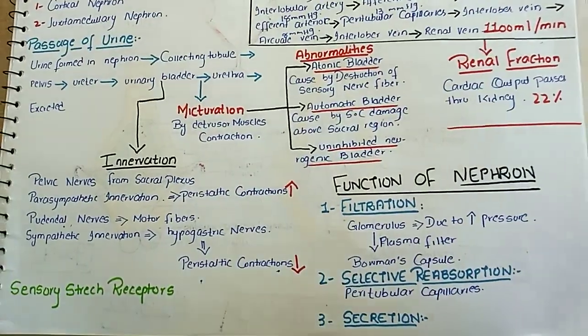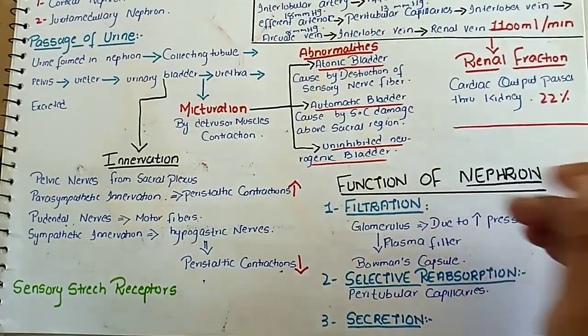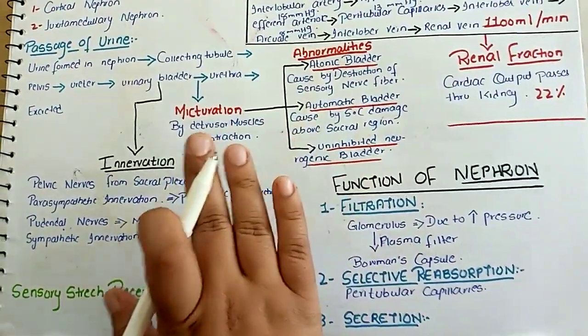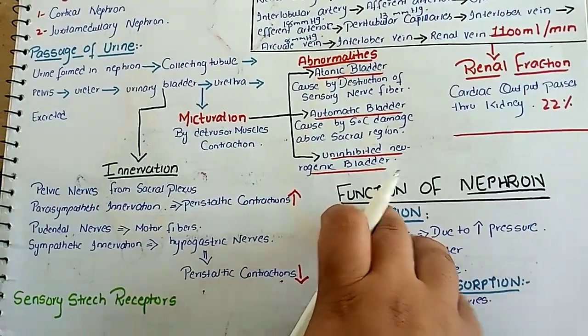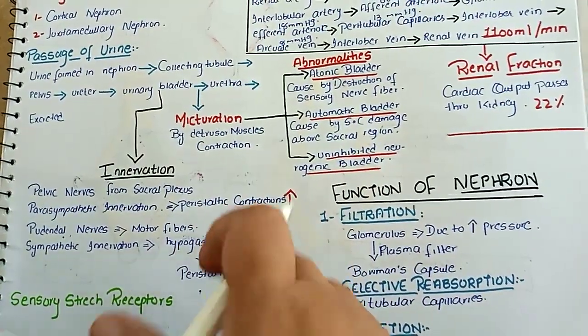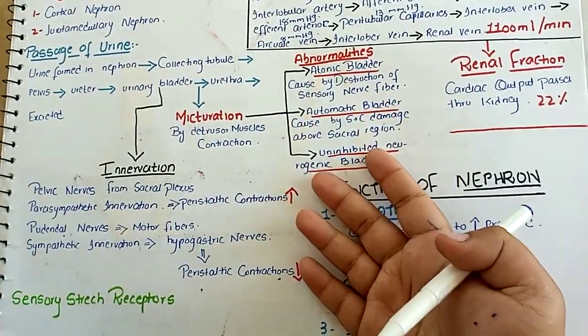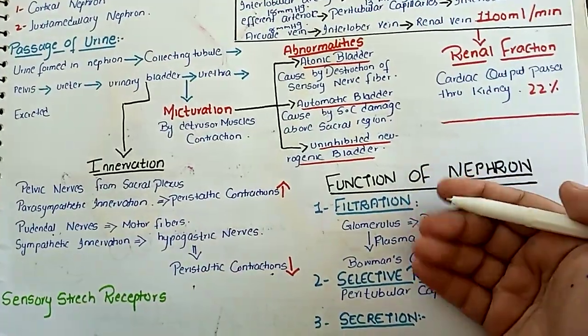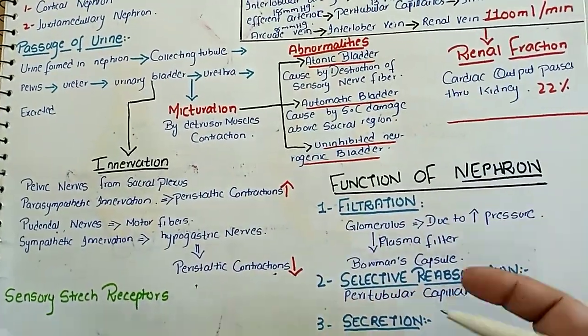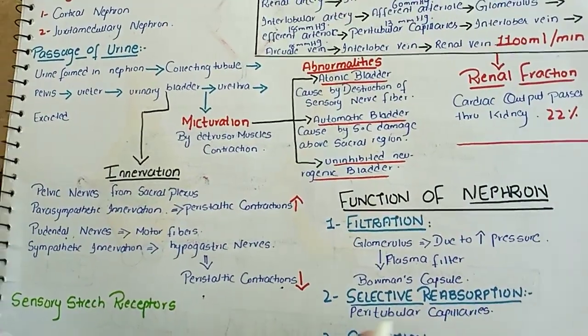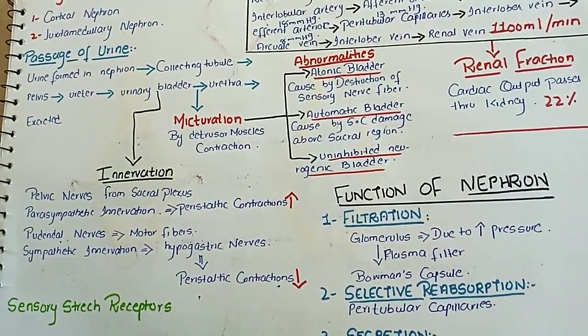Now I will explain the functions of the nephron. Till now I have explained the structure of the nephron and the specific function of each structure in the process of urine formation. The functions of the nephron involve filtration, selective reabsorption, and secretion. Now I will explain the function by considering the diagram.